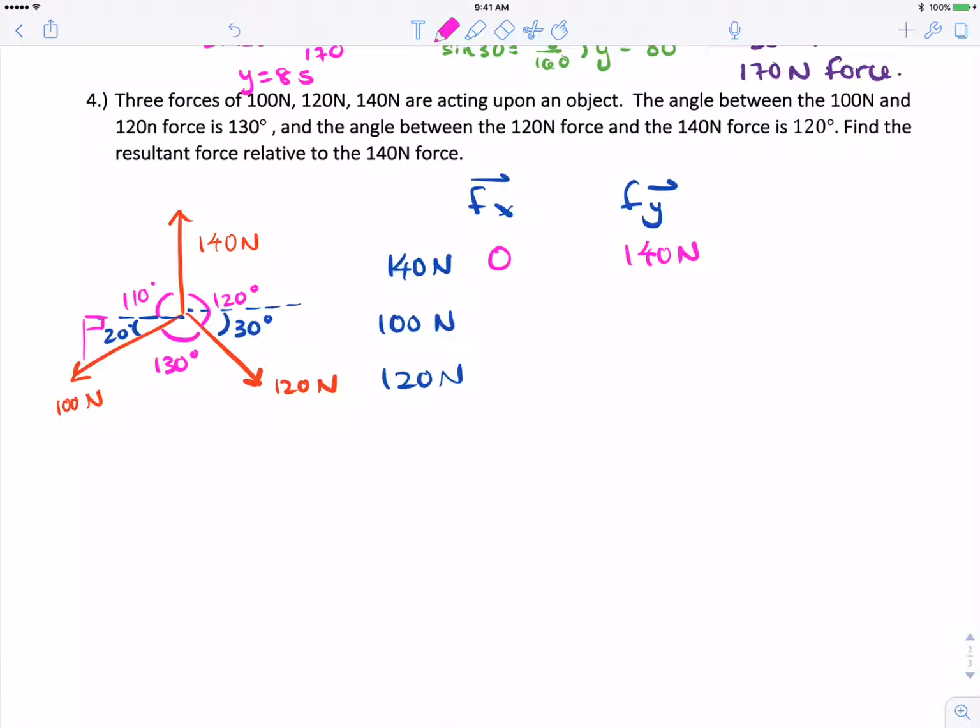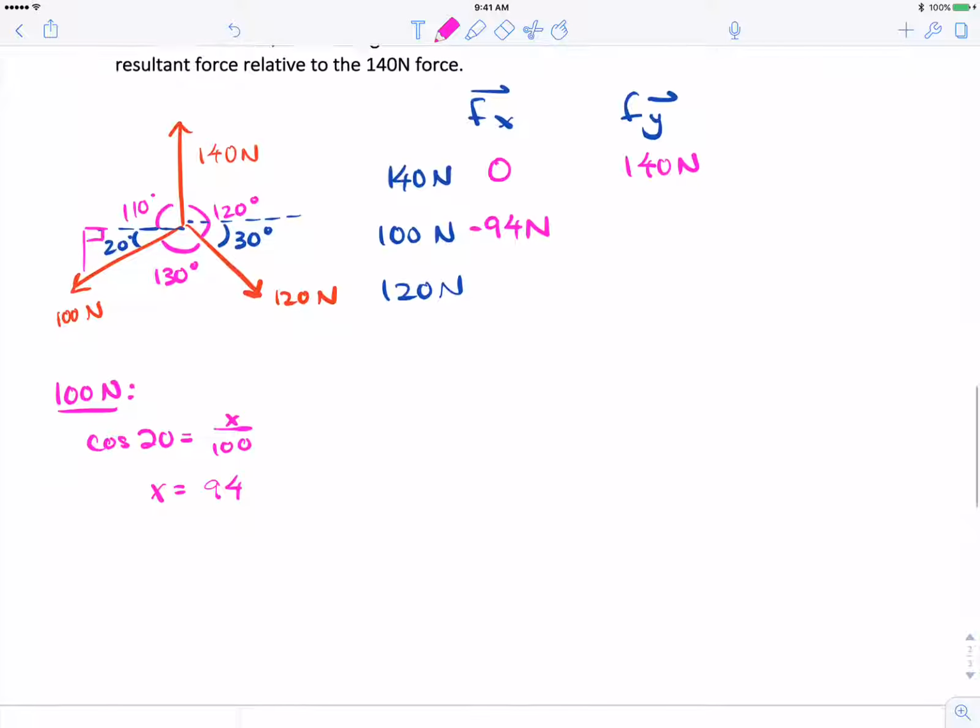Figuring out my other components, again, visualizing it as a right-hand triangle. If I'm looking at the 100 one, I want the x component, adjacent over hypotenuse. So cos of 20 equals x over 100. Please let me know if you have questions while we're going through this. And x is equal to positive 94. Remember I have to take into account the directionality. It's going to the left, which is negative, so in my tally I put negative.